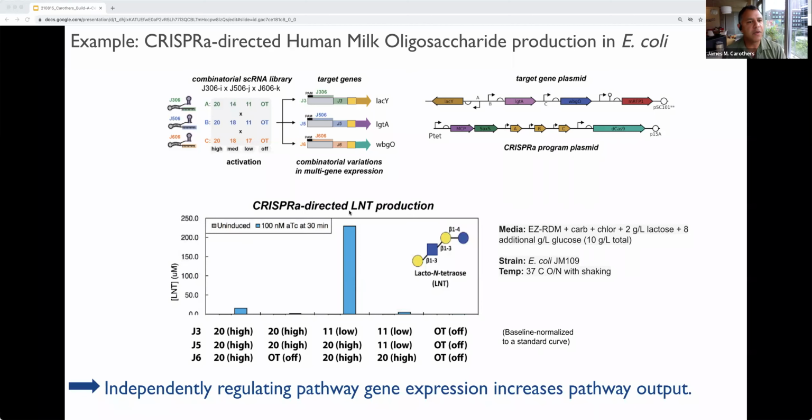Okay, so let's do something a little more interesting with them. Now what I want to do is show you just one example. We've engineered a number of pathways in our lab using these tools, but let me give you one illustration.